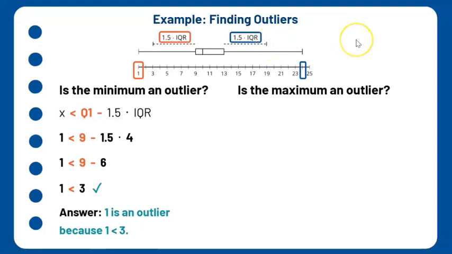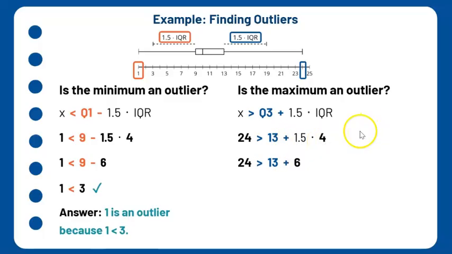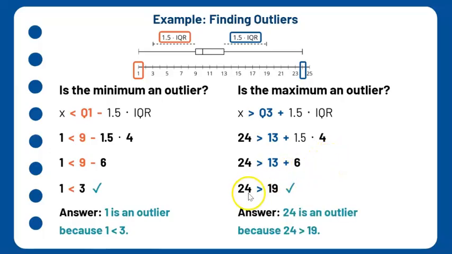But again, let's check this using our outlier expression, where x is greater than Q3 plus 1.5 times the IQR. So if 24, our maximum, is greater than 13, which is Q3, plus 1.5 times 4, we can simplify this. 1.5 times 4 is going to give us 6. 24 is greater than 13 plus 6. Simplify and add the 13 and 6 together. So now 24 is greater than 19. This is true, so we put a check mark because it is an outlier. And we know this because 24 is greater than 19.